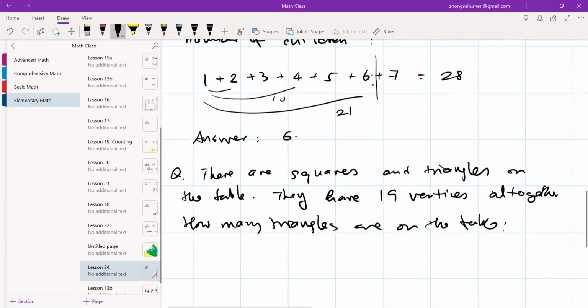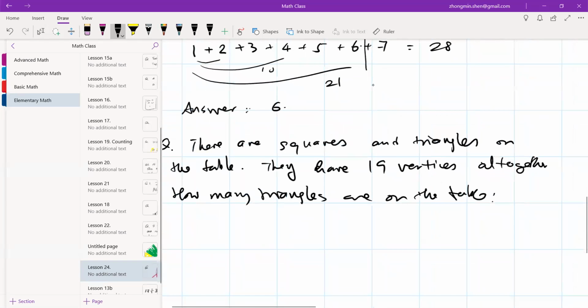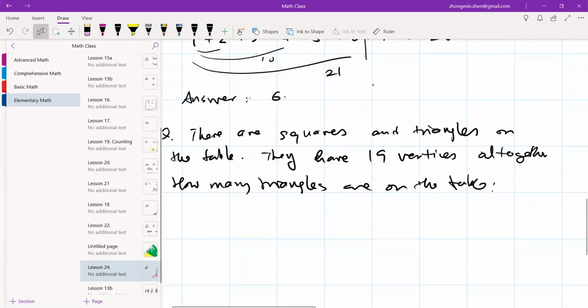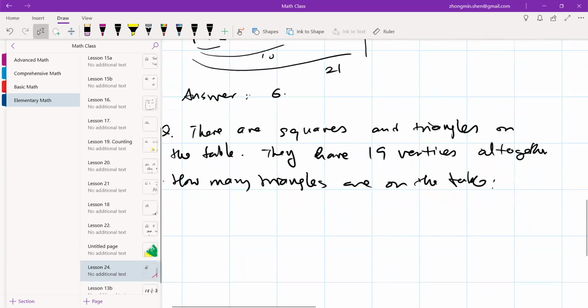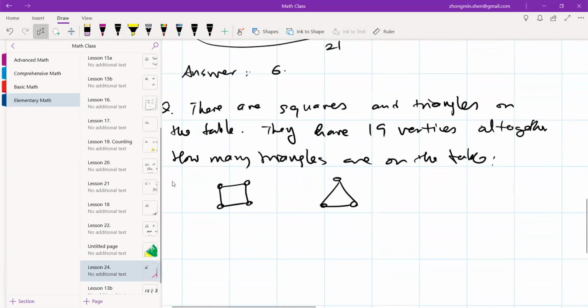Right. There are possibly more than 1 solution. Please work on this problem to see if you can get it. Oh, you have only 1 equation, right? Now you have squares. A square gives you 4 vertices, and a triangle gives you only 3 vertices. Okay, total you have 19 vertices.